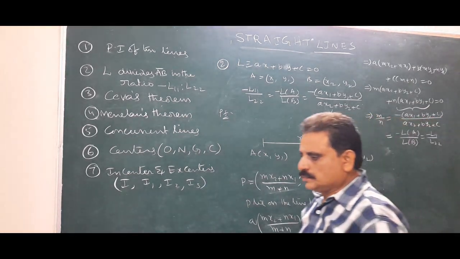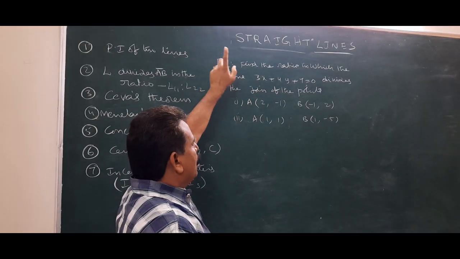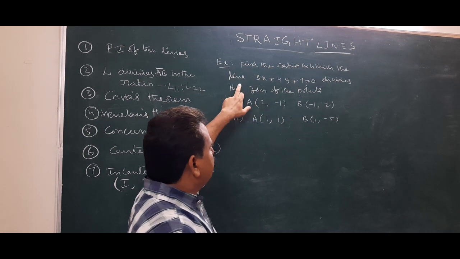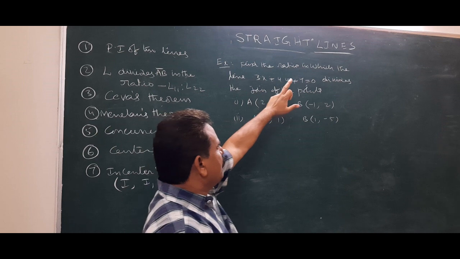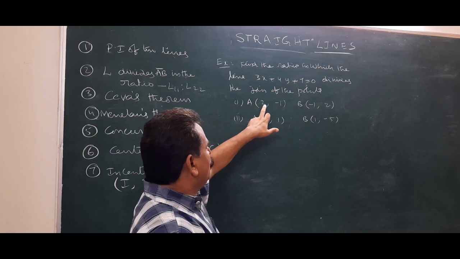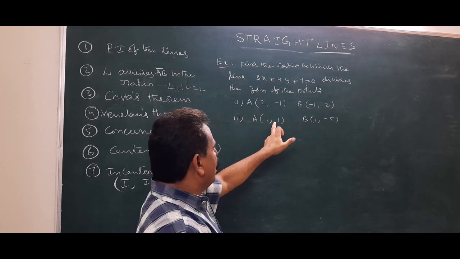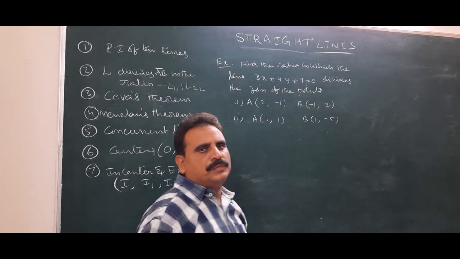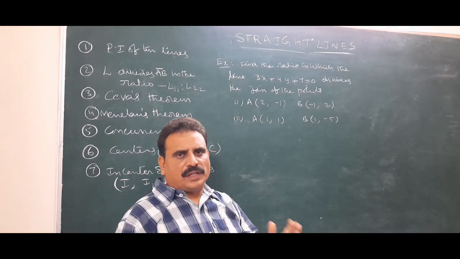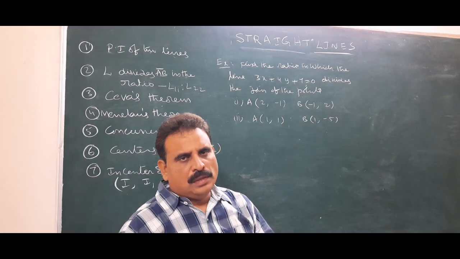Okay. Let us observe the concerned example of the above concept. Find the ratio in which the line 3x + 4y + 7 = 0 divides the join of the points A(2, -1), B(-1, 2). So we have to find L of A and L of B. After that, the ratio is minus L of A by L of B.